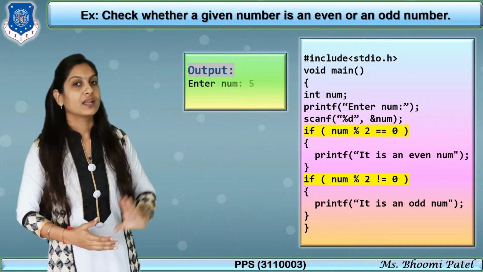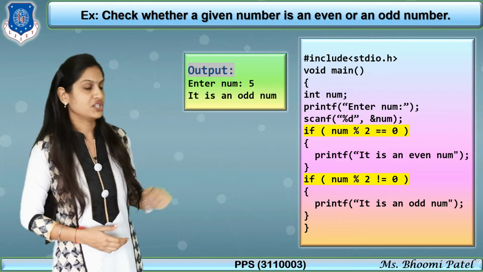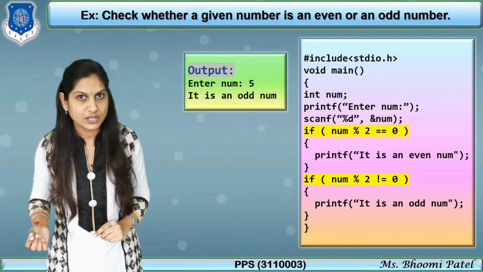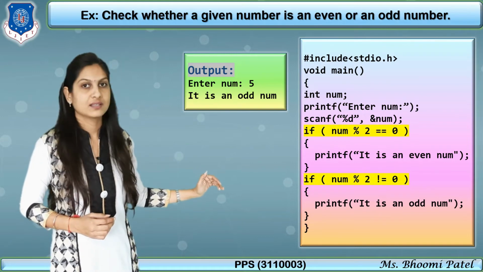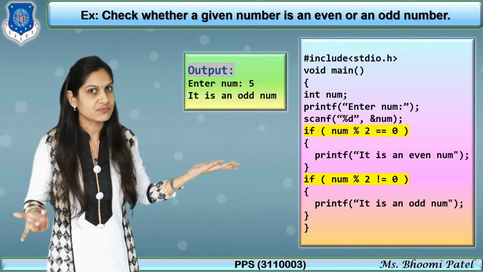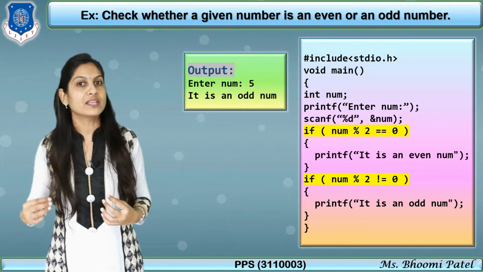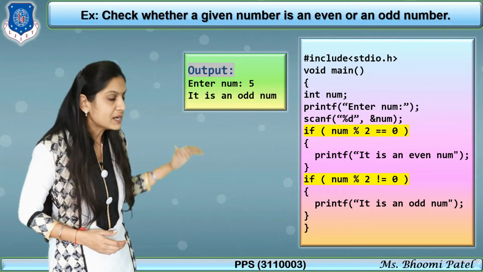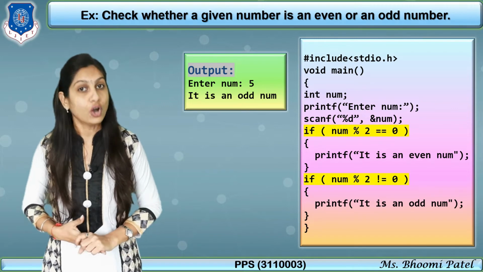So if we enter number 5, then what happens? Check the first condition: the number is 5, 5 modulo 2 equal to 0? No, obviously it is 1, and it goes to the second part because this condition is false. Again check the second condition, that is 5 modulo 2 not equal to 0? Yes, because it is 1. So that part will be executed and the message will be displayed: it is an odd number.